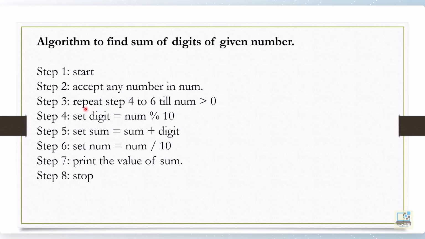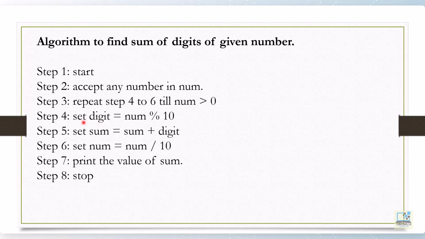So repeat step number 4 to 6. That is the loop area from 4 to 6. Step number 4, 5, 6, these 3 steps will repeat till the number is greater than 0. Let's take an example. Suppose the number is 123. So repeat step number 4 to 6 till 123 is greater than 0.